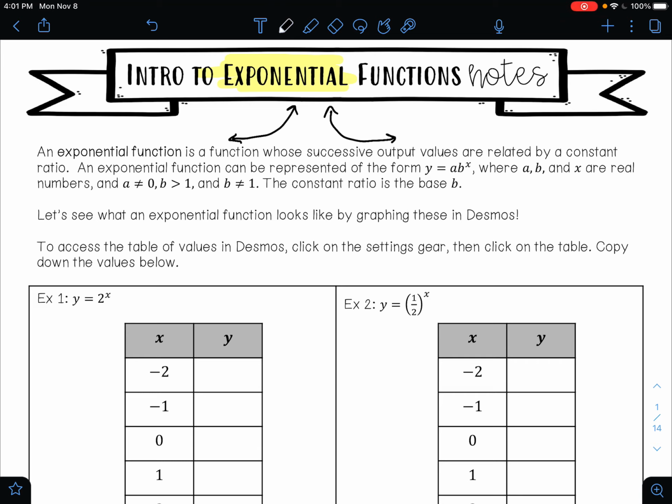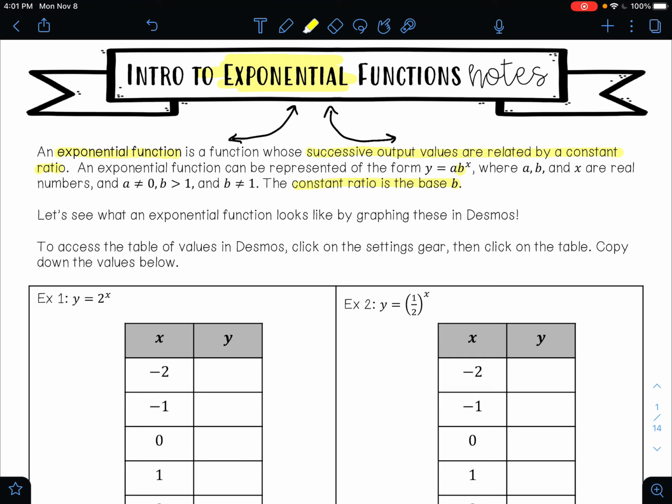So we will no longer be drawing just lines. Now we will also be drawing curves. So an exponential function is a function whose successive output values are related by a constant ratio. An exponential function can be represented of the form y equals a times b to the x, where a, b, and x are real numbers. A does not equal 0, b is greater than 0, and b does not equal 1. The constant ratio is the base b. That's the number that you are multiplying by every time.